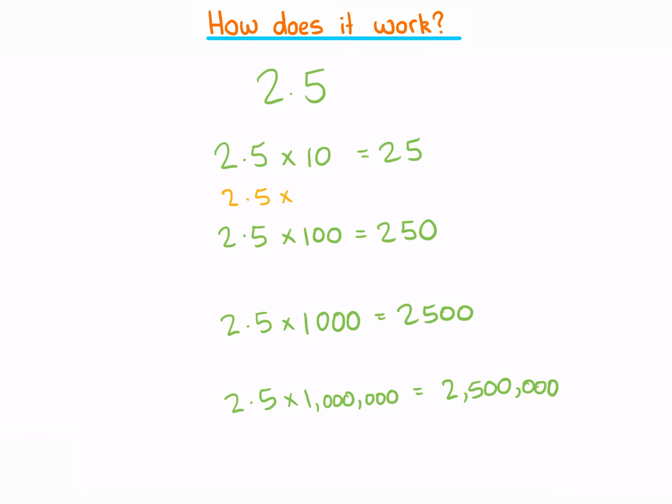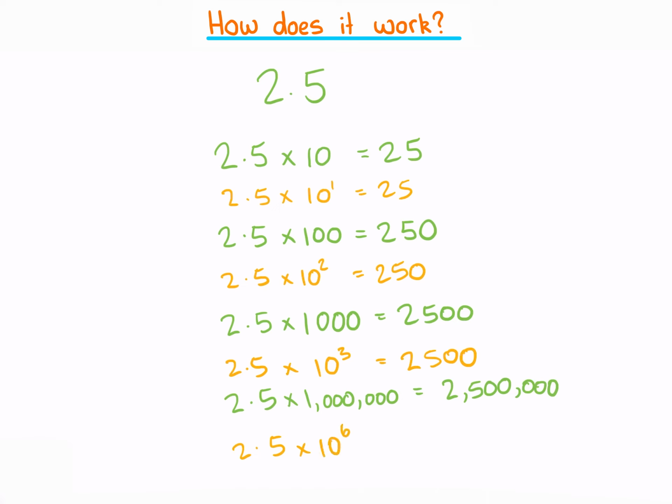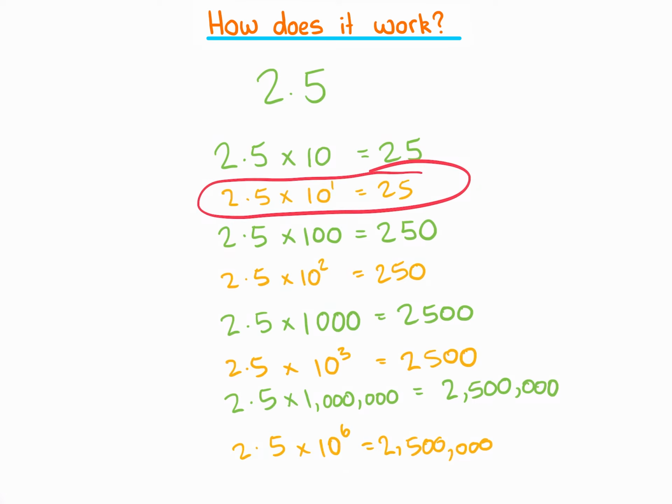Consider that 10 is just 10 to the power of 1. Consider that 100 is 10 to the power of 2. 1,000 is 10 to the power of 3. And 1 million is 10 to the power of 6. And so while this one here was technically longer to write, this simplifies greatly the writing of our larger numbers. And it can even work for smaller numbers too.